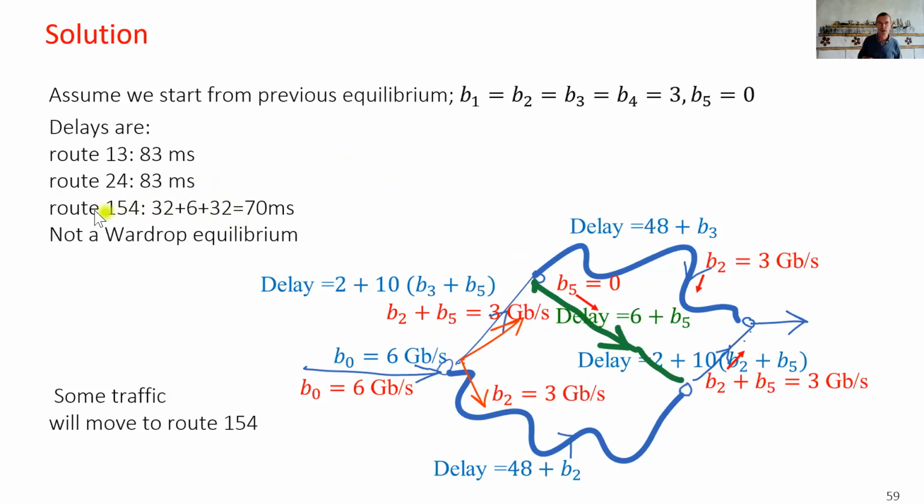Alternatively, we could compute the delay through the route that uses the green link, which is a route 154. The delay is smaller, so one of the routes has a smaller delay. It's not a Wardrop equilibrium. So some traffic will be attracted by this route here.